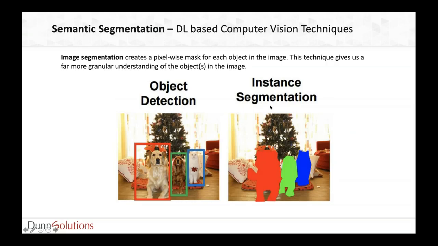The next technique is image segmentation, which creates a pixel level mask for each object in the image. This will give you a far better understanding, and this is one of the most powerful computer vision techniques right now. As we saw in object detection, we have bounding boxes, and we get the output as dog, cat. But with image segmentation, we get to see exactly what the shape of the dog is to the granular level. This can be really useful for object tracking or image tracking in videos or images.